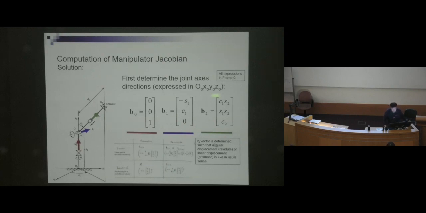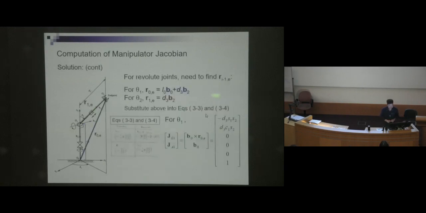Bear in mind that the B i vector is determined such that the angular displacement, revolute or linear displacement, is positive in the usual sense, meaning counterclockwise is positive. So the sign is very important when you work it out. This is your B0, which is 0, 0, 1 along the z-axis. This is your B1, which is minus sine theta 1, cosine theta 1, 0. And then this is your B2.